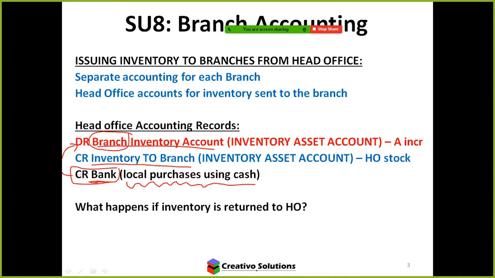Can you give me an example? Okay, so if the head office allocates a budget, and let's say they give the branch a certain amount of cash, rands, okay? And then obviously the branch can use that in order to purchase goods if they require.